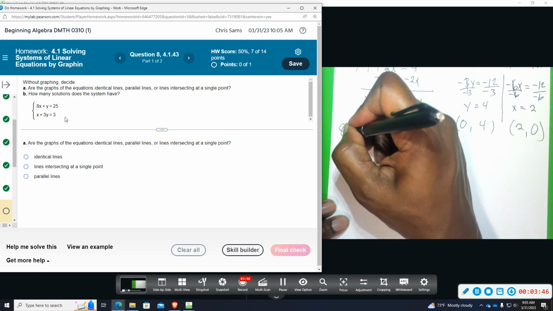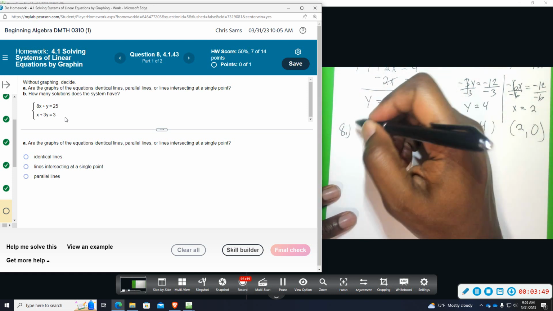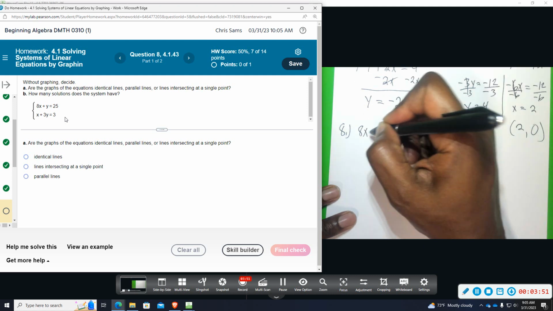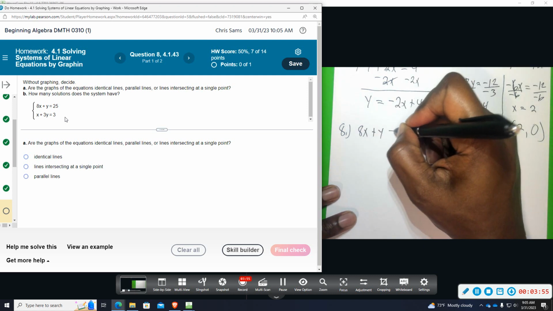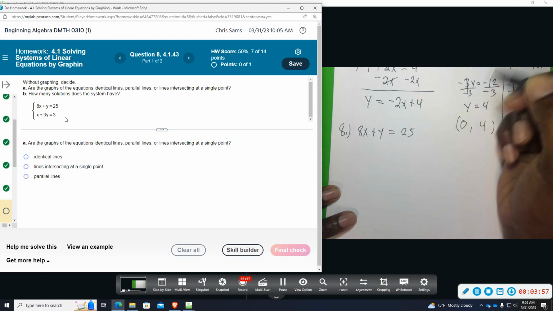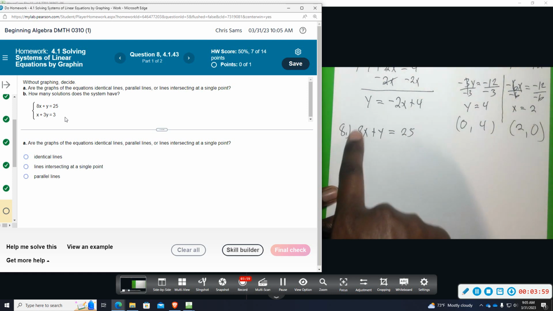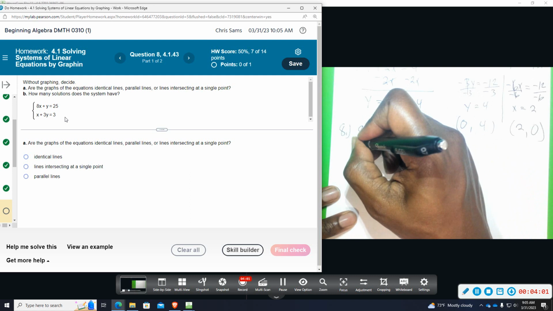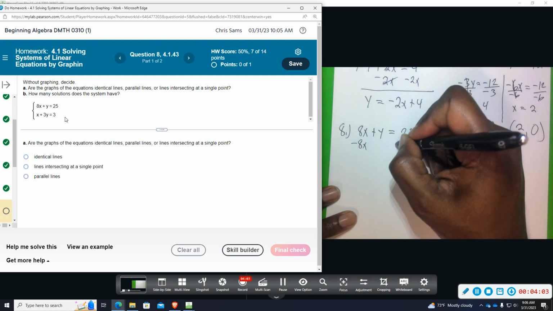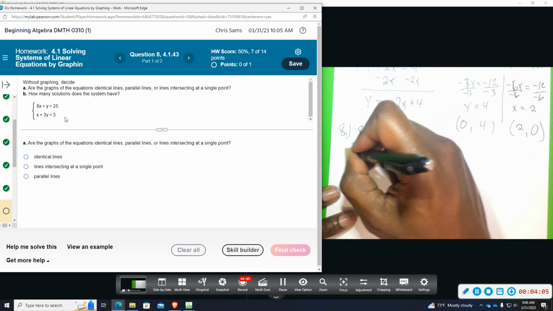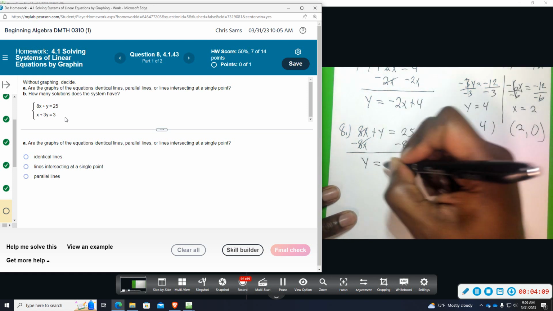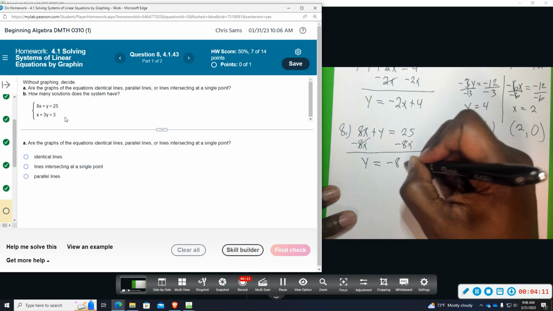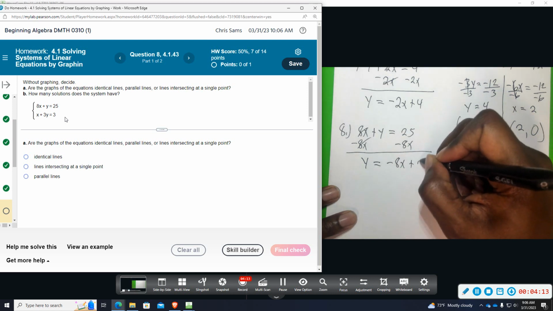So I'm going to write the first equation, 8x plus y equals 25. To get slope-intercept form, I just need to move the 8x. So I'm going to subtract 8x from both sides. It's going to leave me with y equals negative 8x plus 25.